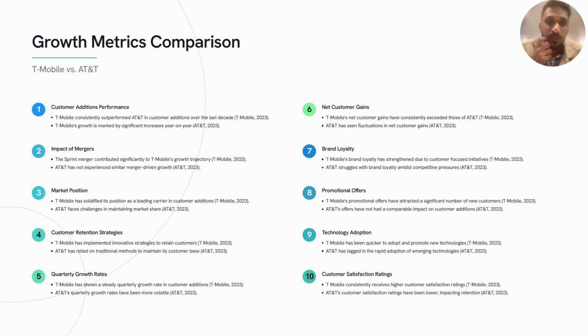Promotional offers. T-Mobile's promotional offers have attracted a significant number of new customers, and AT&T's offers have not had a comparable impact on customer addition. Then we have technology adoption. T-Mobile has been quicker to adopt and promote new technologies. AT&T has lagged in rapid adoption of emerging technologies. Customer satisfaction ratings. T-Mobile consistently receives higher customer satisfaction ratings. AT&T's customer satisfaction ratings have been lower, impacting customer retention.